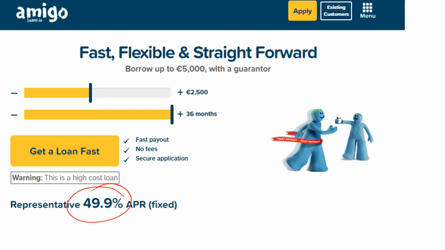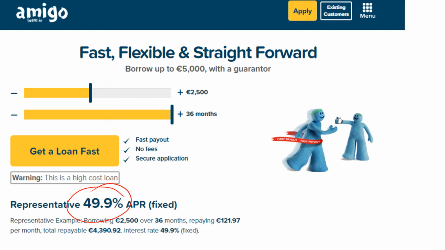So that's something to be aware of. They do come with a warning now. You can see it there on the screen. It says, warning, this is a high cost loan. The people who will go to, I suppose, money lenders, things like Amigo loans, people who cannot get a loan from a bank or a building society. And that's usually because maybe they're not earning enough, or maybe they had a loan in the past they didn't pay back. So there is a market for those. They've improved hugely, but still not great.